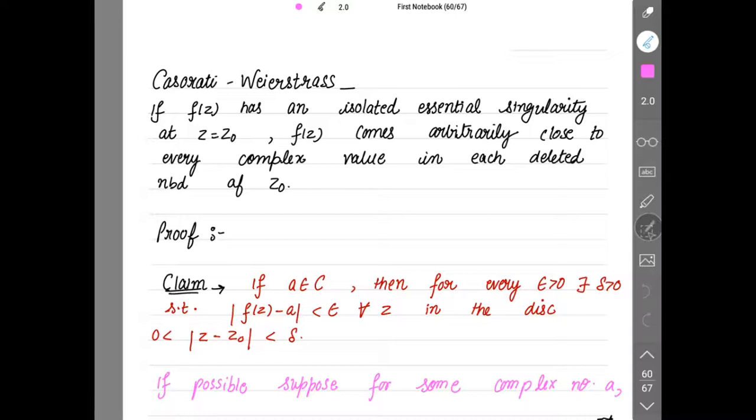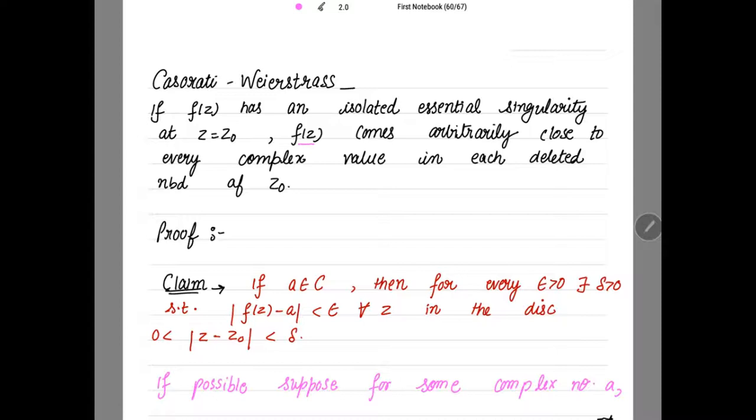So let's prove it. We have to claim that, suppose I have taken small a to be any complex number, then for every epsilon positive, there exists delta positive such that mod f(z) minus a is less than epsilon. Why mod f(z) minus a? Because I need to prove that this f(z) comes arbitrarily close to every complex value, and that complex value I have taken to be a. So their difference should be as small as possible, right? So their mod is taken to be strictly less than epsilon for all z in the disk mod z minus z naught less than delta. Clear? Alright, this we have to claim.